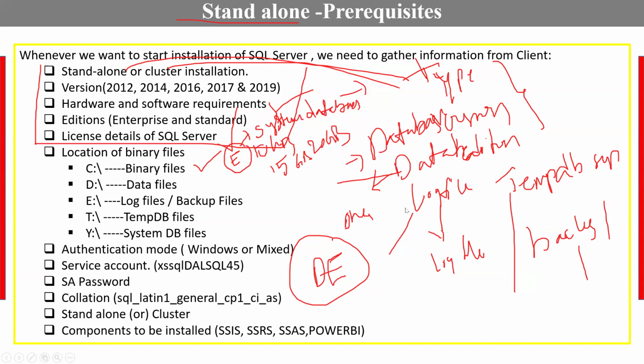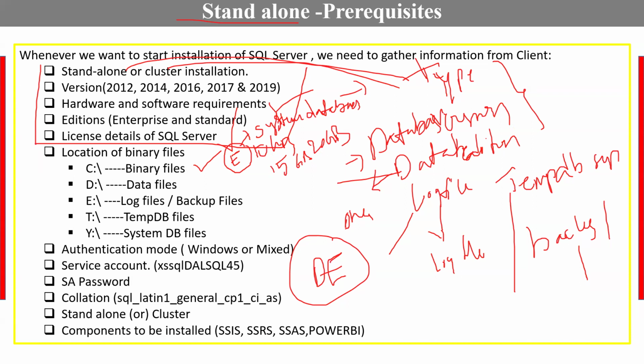Now, sir, once it is done, there is a concept called authentication mode. When you are installing SQL Server, there will be a window called authentication mode. There will be mixed mode and Windows mode, and you will get one more, sir, that is nothing but Entra ID. There are three, basically: Entra ID, Windows, and mixed mode.